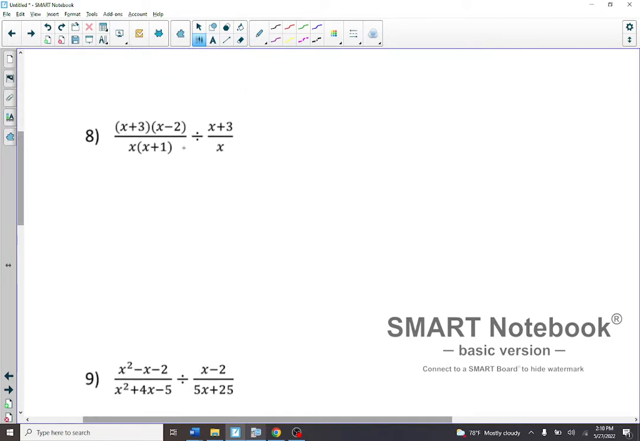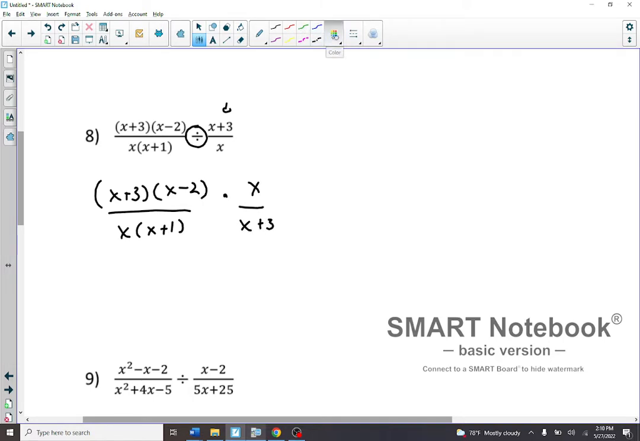Next one. Again, because it's division, we're going to flip this. X plus 3, x minus 2, times x over, I didn't make it one big fraction line, x minus 2 times x over x, x plus 1, x plus 3. In this case, we have an x plus 3 on top and bottom. We have an x on top and bottom. So all we have left over is x minus 2, x plus 1.